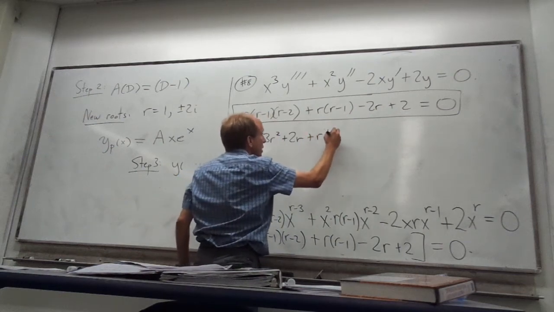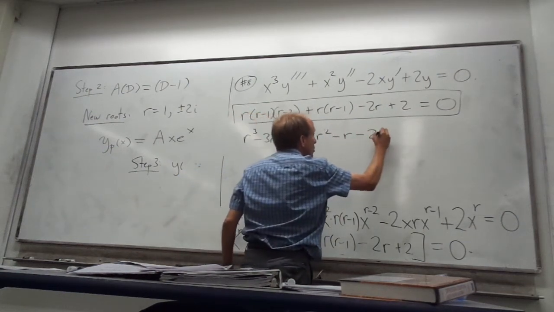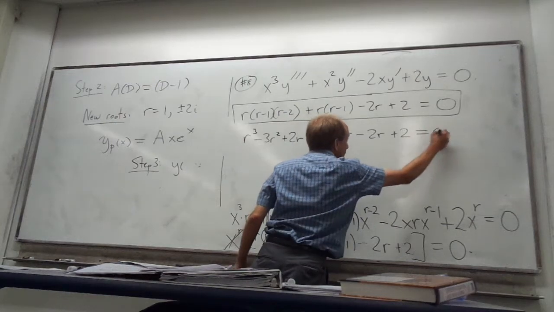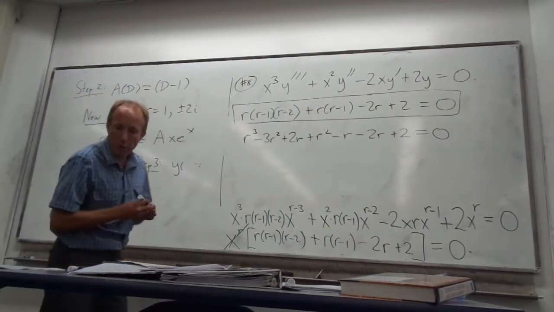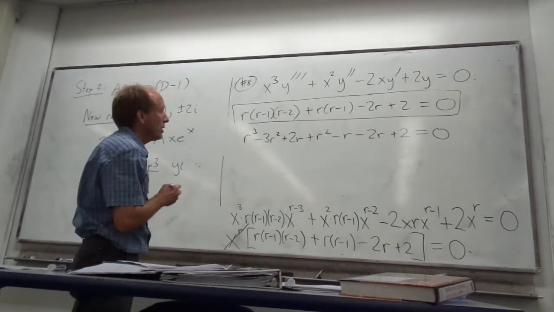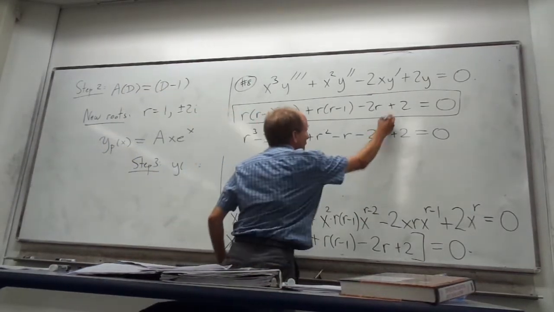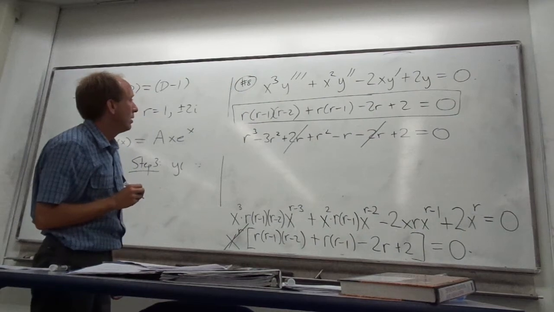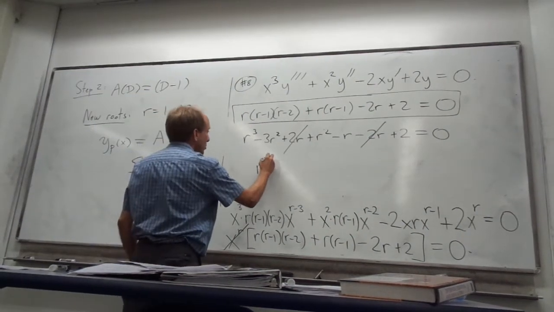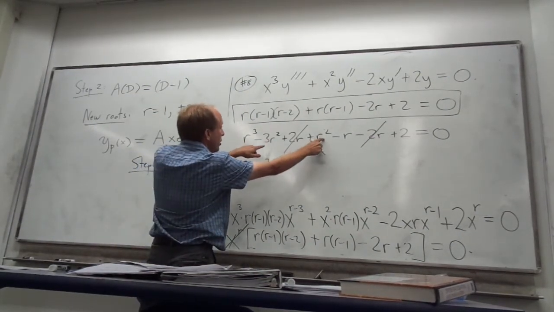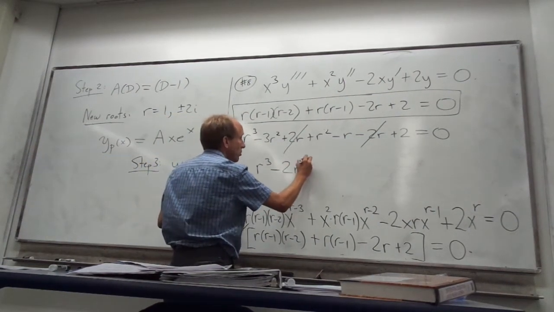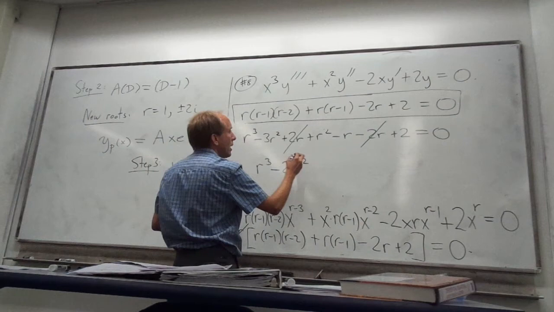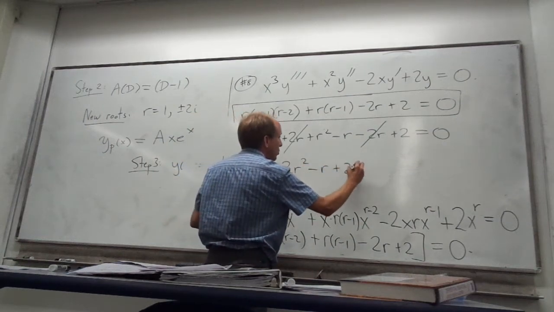We have r squared minus r minus 2r plus 2. All of that comes to 0. Right? All right, there should be some simplifying that we can do here. I see a 2r and a minus 2r. And then, let's see, the r cubed, of course, is here. R squared and a minus 3r squared is actually minus 2r squared. Okay, and then minus r and then plus 2 equals 0.